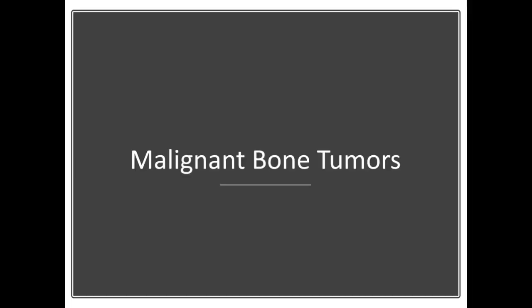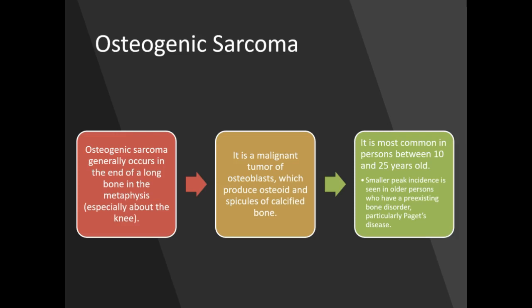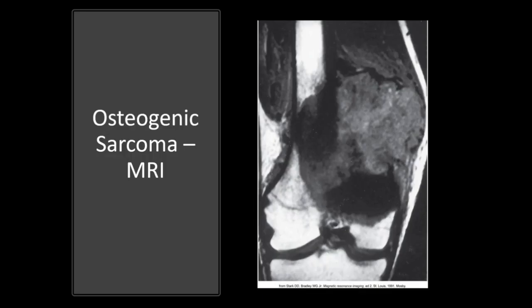And then we have malignant bone tumors. Osteogenic sarcoma generally occurs in the ends of long bones and especially around the knee. It is a malignant tumor of osteoblasts, which produce osteoid and spicules of calcified bone. It's most common between 10 and 25. Smaller peaks of incidence are seen in older patients who have pre-existing bone disorders, especially Paget's.